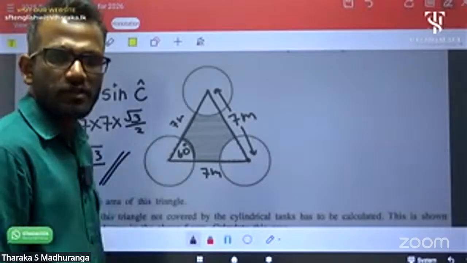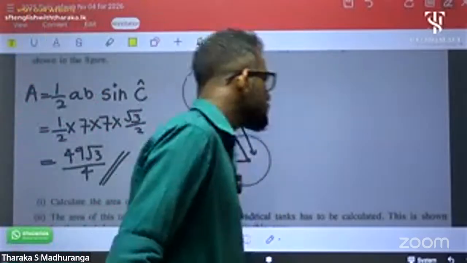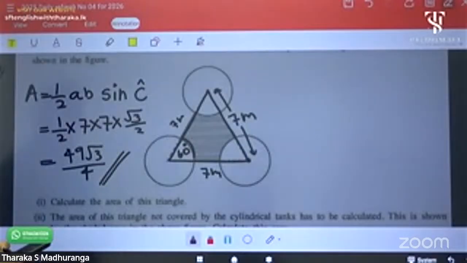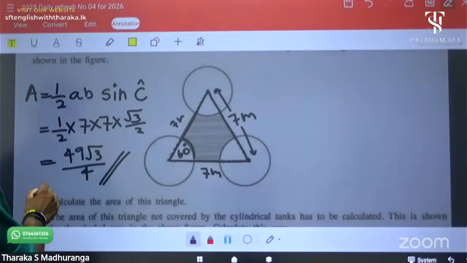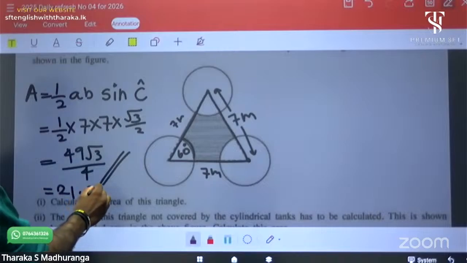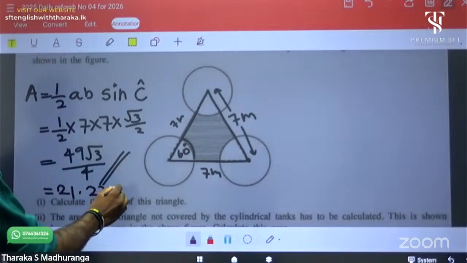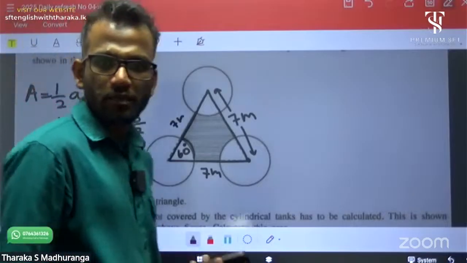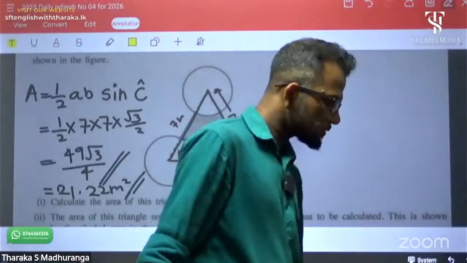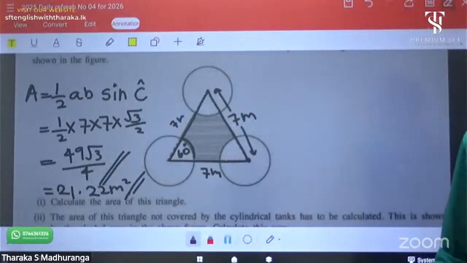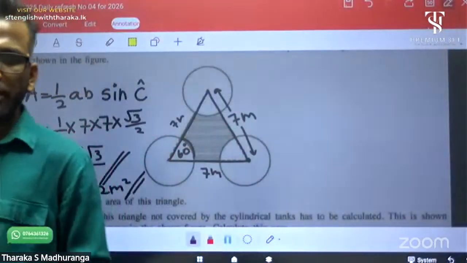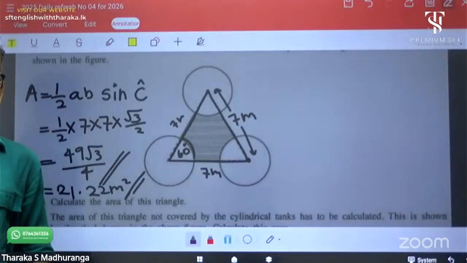Who is correct? 49 root 3 divided by 4 is 21.22 square meter. Who is correct? 22.22 square meter?